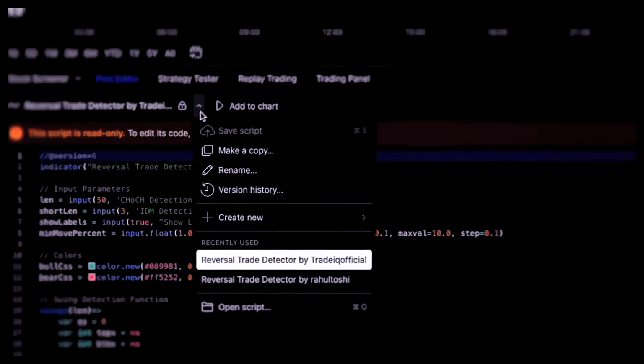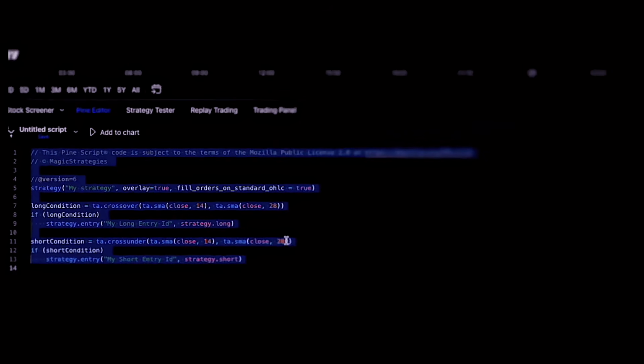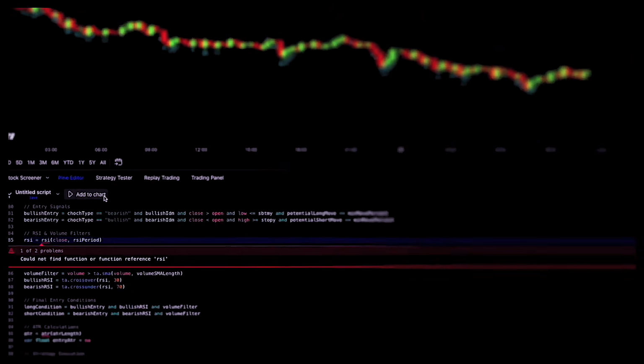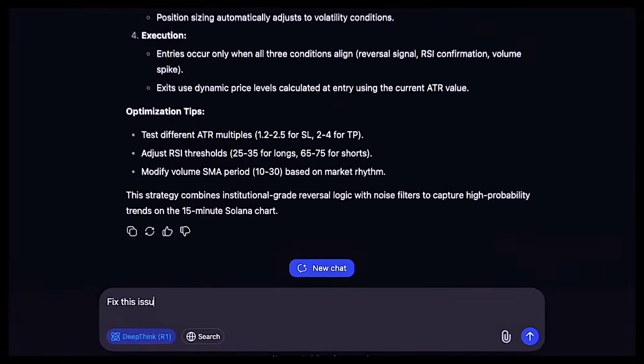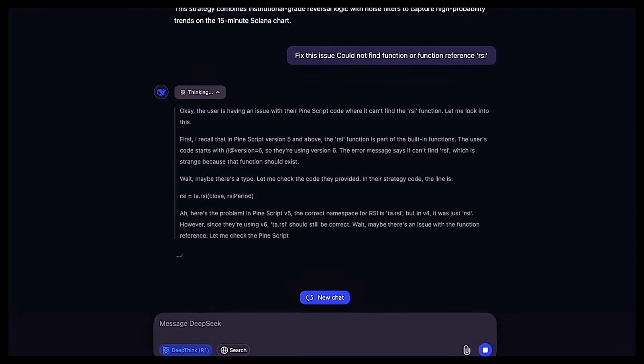Back in TradingView, create a new strategy script. Clear the default code and paste in DeepSeek's algorithm. In the past, you'd shell out thousands for a pro to write this. Now it's free, and you can add the strategy to your chart. If you spot an error, no biggie. Just ask DeepSeek to fix it. I'll tweak the code until it's smooth.